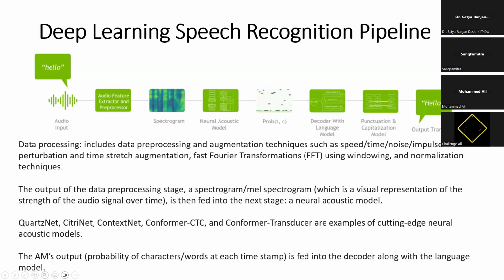These are cutting-edge neural acoustic models, and the output of this acoustic model is the probability of the characters and words. That is fed into the decoder along with the language model. The output of the decoder will give you the corresponding text, which is devoid of any punctuation and capitalization. So in this pipeline, there's a punctuation and capitalization model as well, which will be responsible for putting the necessary punctuation marks and, wherever necessary, capital letters, to give you finally the output transcript.